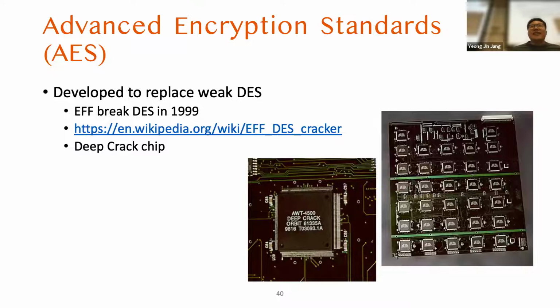So we use AES, the Advanced Encryption Standard. It was developed to replace the Data Encryption Standard made in 1977, because the EFF broke DES in 1999. They broke the encryption by designing special hardware, the so-called Deep Crack. The name itself is very explicit. They designed this kind of chip and put multiple chips in an array, so it's something like a crypto-decrypting supercomputer.